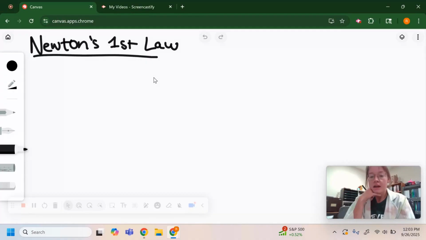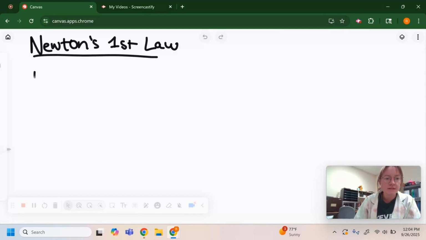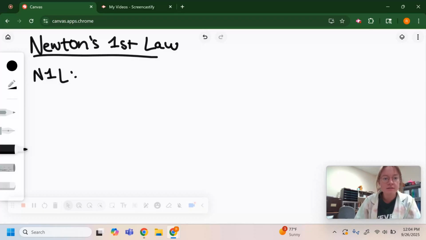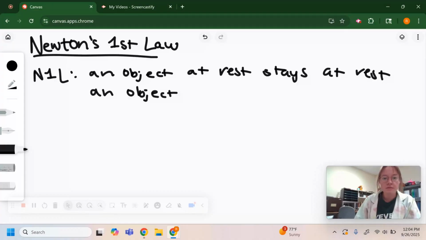Okay, today we are talking about Newton's first law, and let's just start with a quick definition. Newton's first law says that an object at rest stays at rest and an object in motion stays in motion. And I'm going to add some words here. So you've heard an object at rest stays at rest and an object in motion stays in motion.